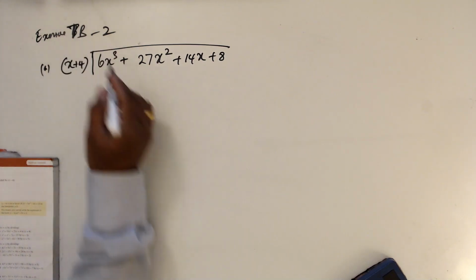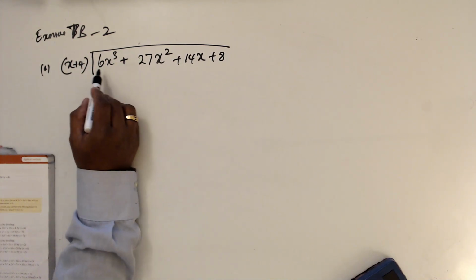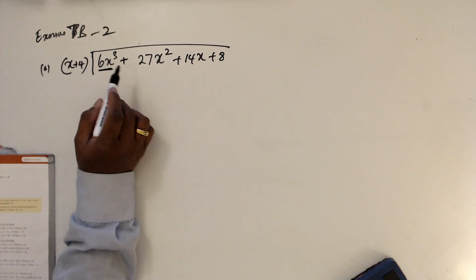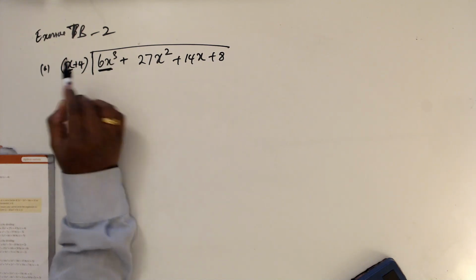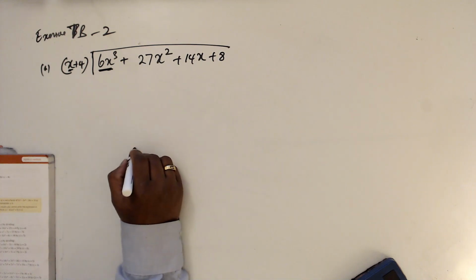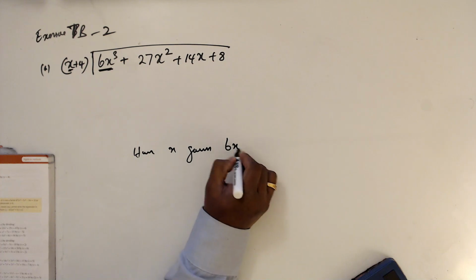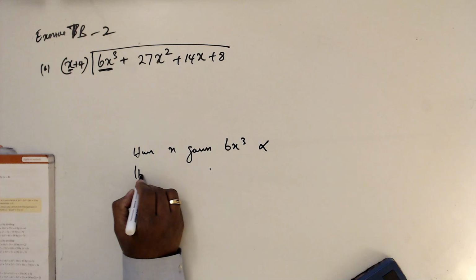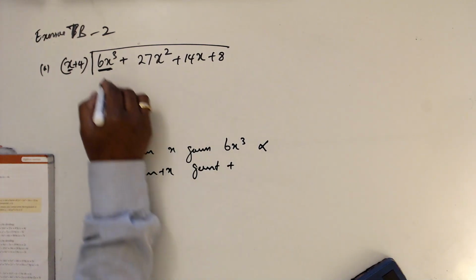Question 7b, question number 2. So we'll start dividing this one. As usual, now we'll consider 6x cubed. They are the main characters, and in here it is x. So we will look at how many x goes into 6x cubed. How many plus x goes into plus 6x cubed.